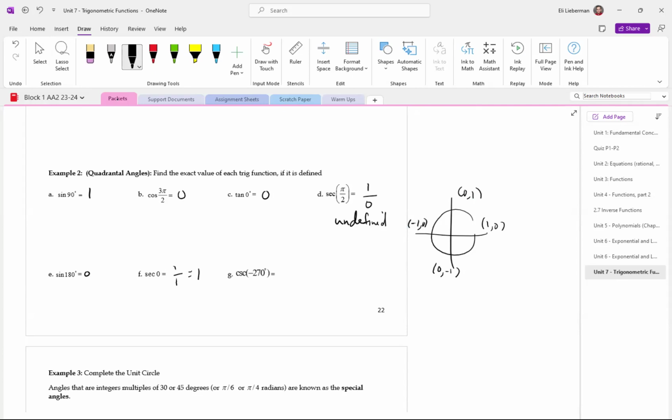270. Oh, this is negative 270. Where's negative 270? It's up top. So if I'm looking for cosecant, I'm going to take the reciprocal of the sine, the y value. That's why this is just equal to 1.